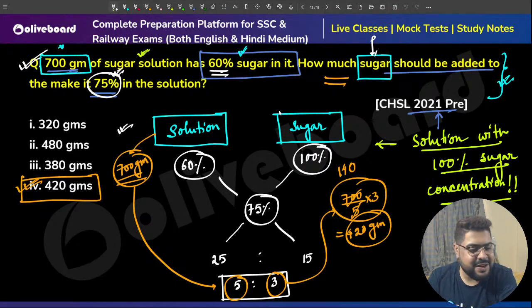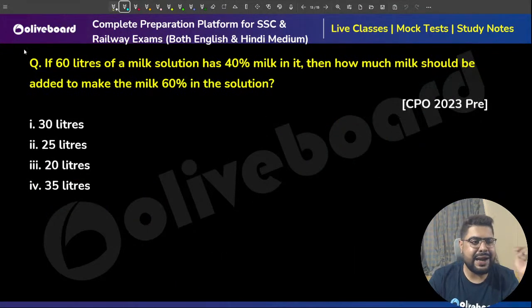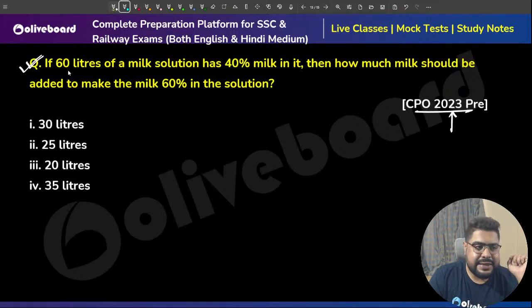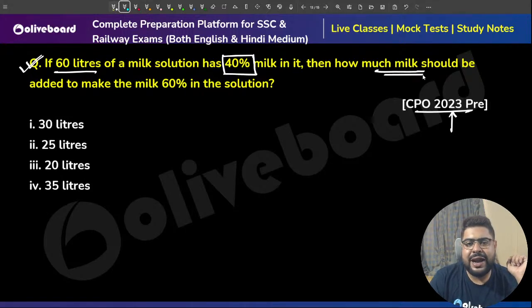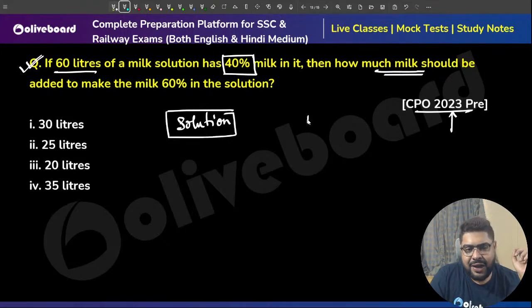So, last question of similar type, just to give you guys a better idea. Last question of the day, asked in CPO 23. 60 liters milk solution, 40% milk in it. How much milk should be added? Again, it's the same. Solution we had, and we are adding what, sir? We are adding only milk, sir.